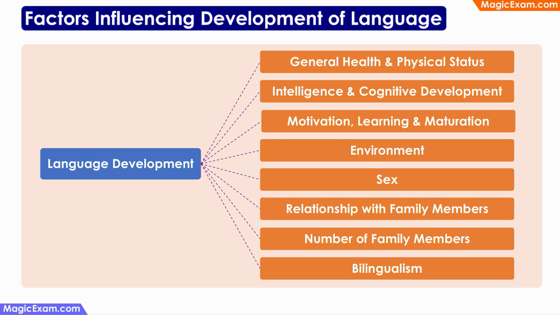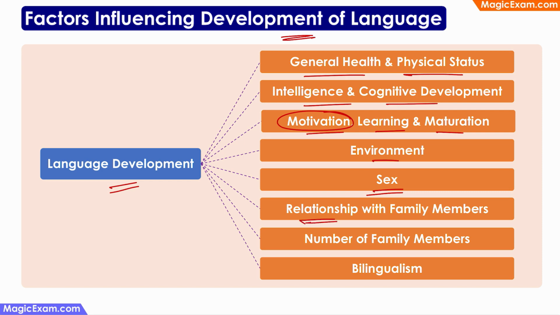Let us take a quick look at the factors influencing the development of languages. Now, language development is influenced by the general health and the physical status of the child. It is affected by the intelligence and the cognitive development of the child. Motivation, learning, and maturation are also very important, especially motivation, because if the child is motivated to learn a new language due to any reason, then the child tends to learn that language very fast. Environment also plays a very important part, and sex of the child is also apparently important, because some of the research shows that female children tend to pick up languages quite faster or better than male children.